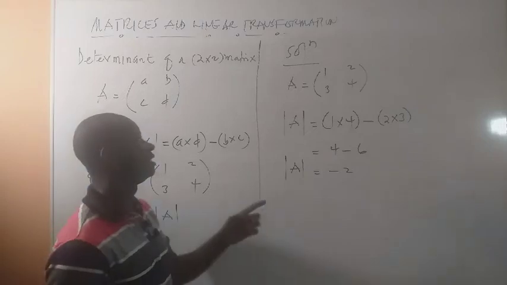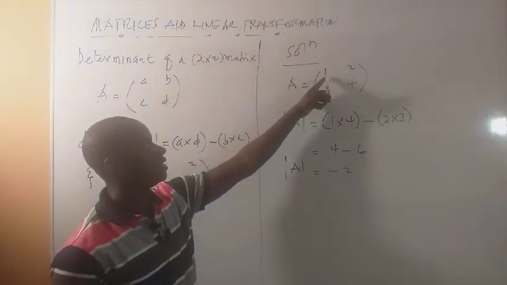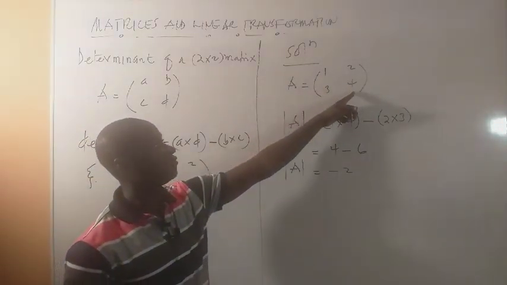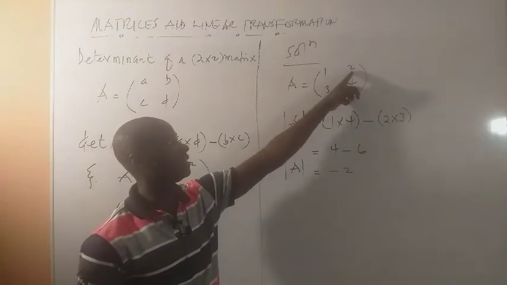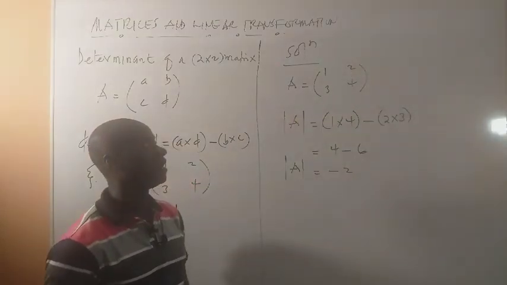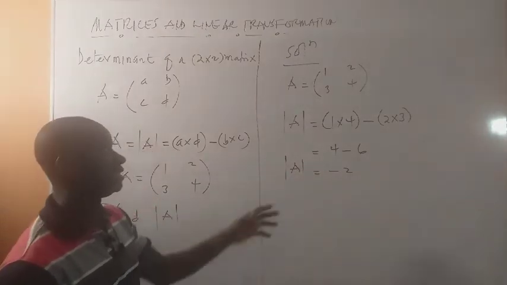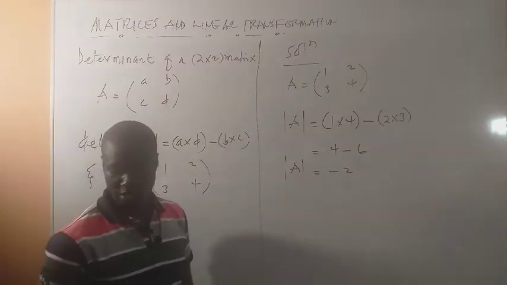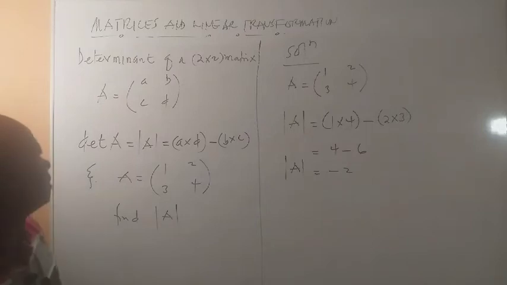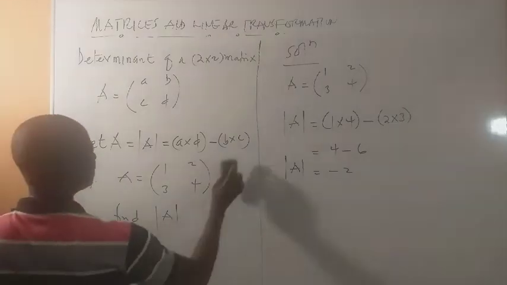Don't forget, it is the first element multiplied by the fourth element minus the second element multiplied by the third element. Whatever you are getting is the determinant of that particular 2 by 2 matrix.